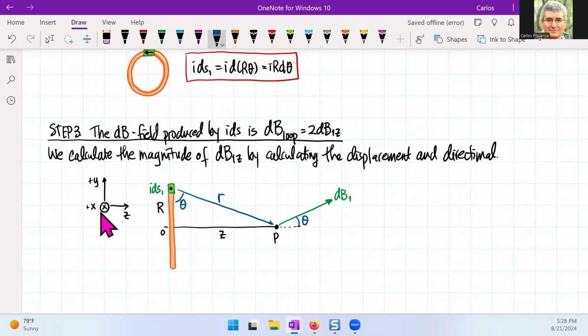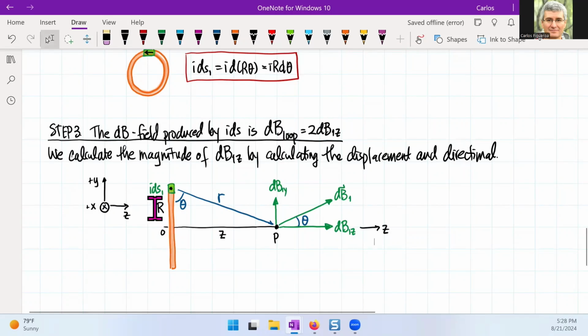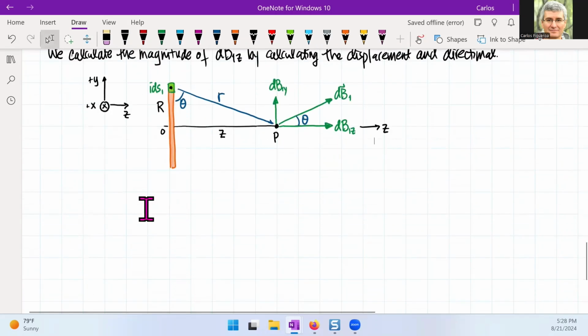So when I take my vector dB1 and break it into components, I'm breaking this one into dB1z and this one into dB1y, where this is my z-axis. So I need three things from this image.